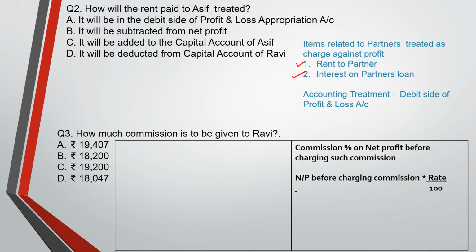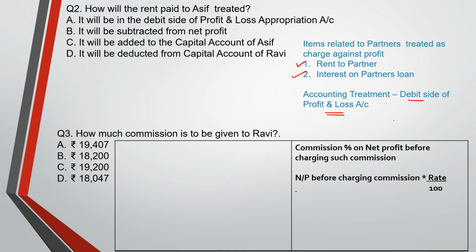Now, what do you mean by charge against profit? Charge against profit means it goes into the profit and loss account. On the debit side, you will be putting the rent to the partner and interest on partner's loan, if any, into the profit and loss account, which will go to reduce the net profit.